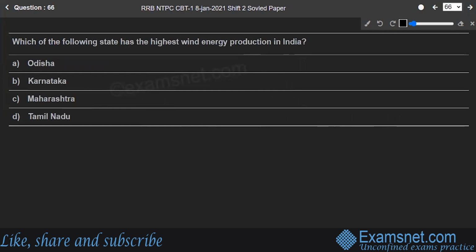Which of the following states has the highest wind energy production in India? Is it Odisha, Karnataka, Maharashtra, or Tamil Nadu? Well, the correct answer to the question is Tamil Nadu. The highest wind energy production is done here. The South Indian state of Tamil Nadu tops the list with an annual wind power output of around 9,000 megawatts per annum, recording 8,631 megawatts at the end of 2018 and 9,075 megawatts at the end of 2019.